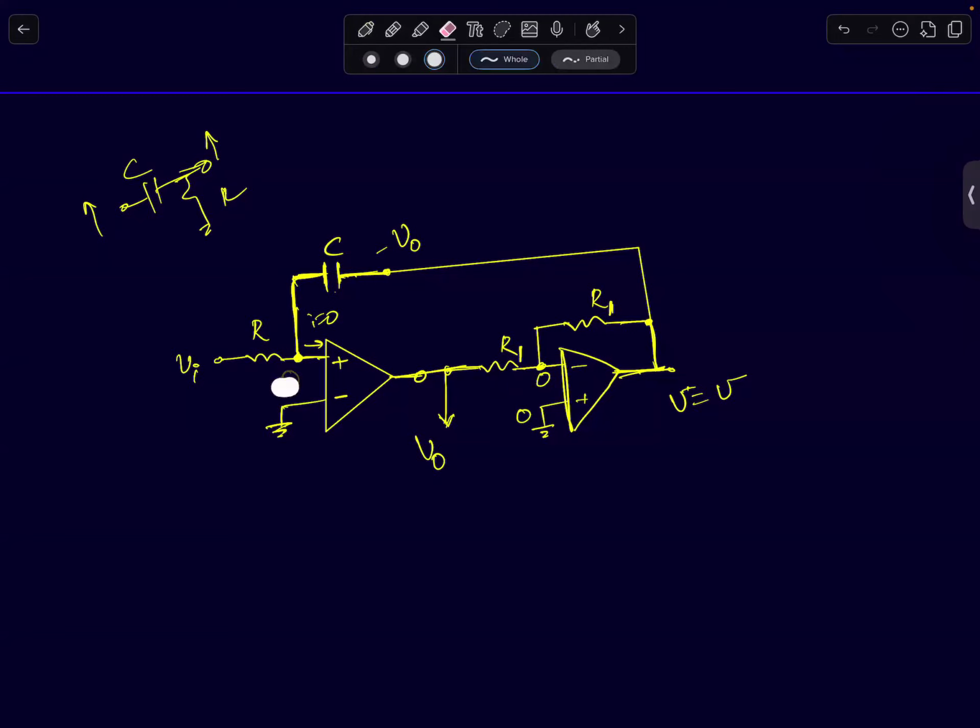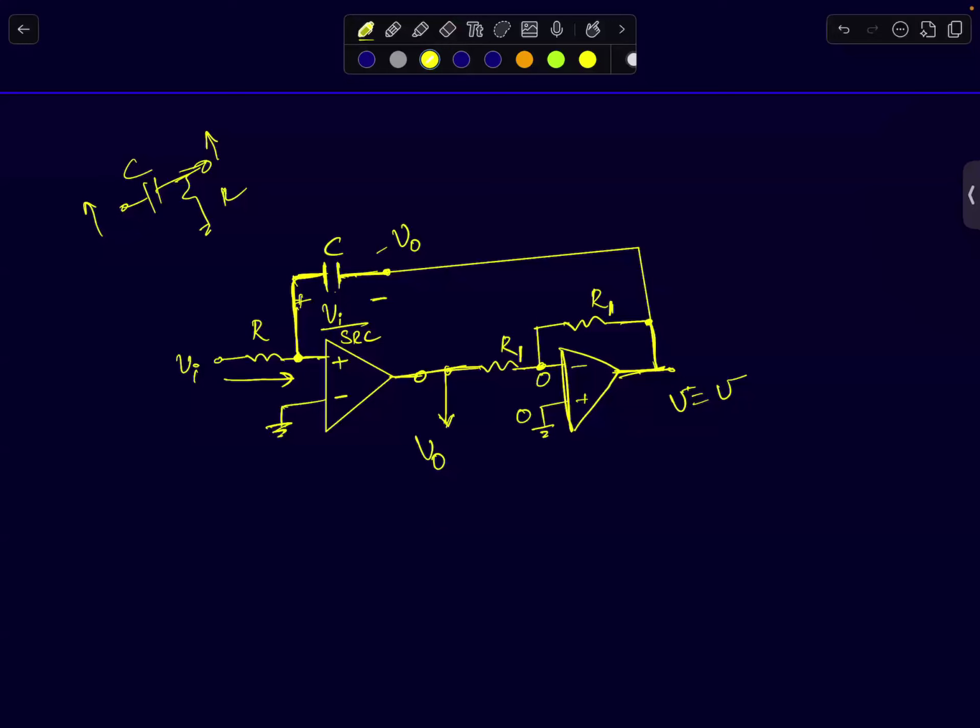Or if you don't want to do that, then you can simply find the current VI by R. It flows through this capacitor and then into this op amp. Okay, VI by R current flows through this capacitor into this op amp, and the voltage developed across the capacitor will be in this direction. That will be what? VI by SRC. But remember, that is also equal to V naught. That's what this circuit is doing.